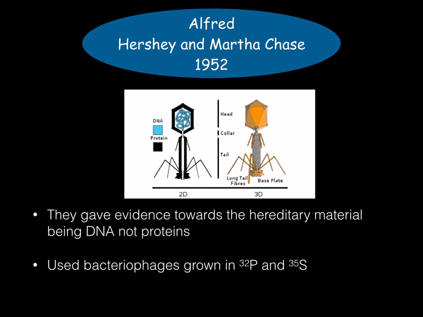Let's have a look at Hershey and Chase, who did an experiment in 1952. So they gave evidence towards the hereditary material being DNA, not proteins. And they used viruses called bacteriophages that injected their DNA into bacteria. So they used these bacteriophages grown in radioactive phosphorus and radioactive sulfur.